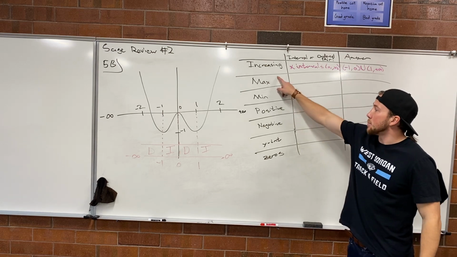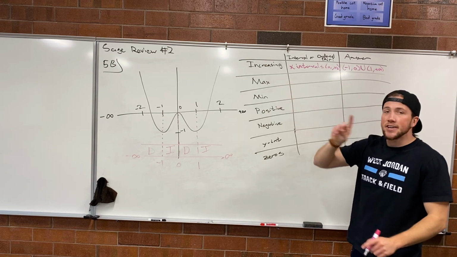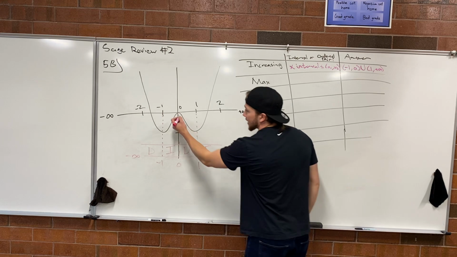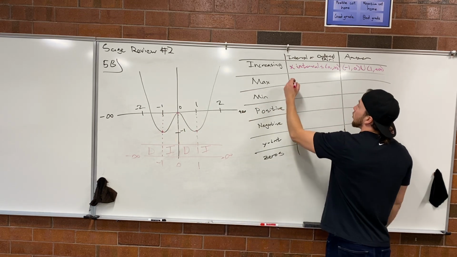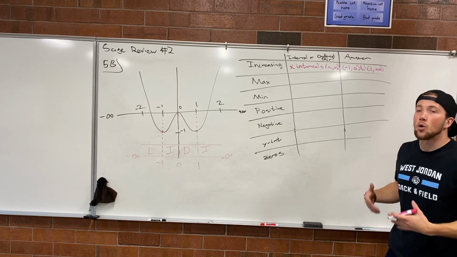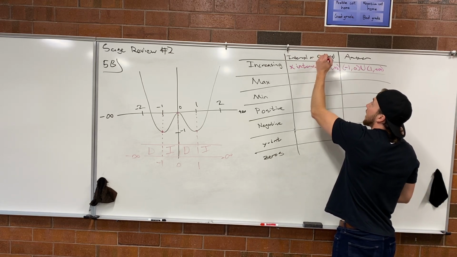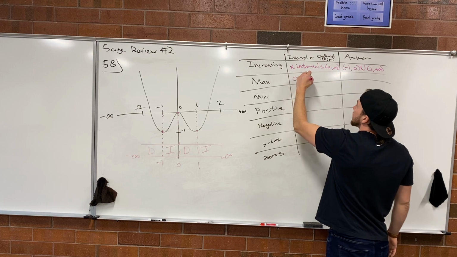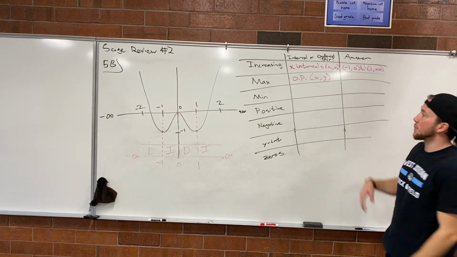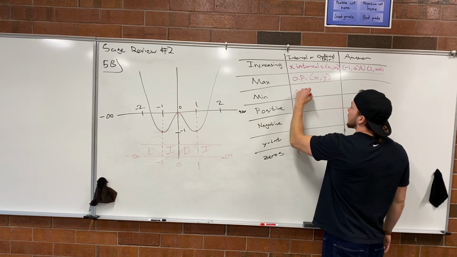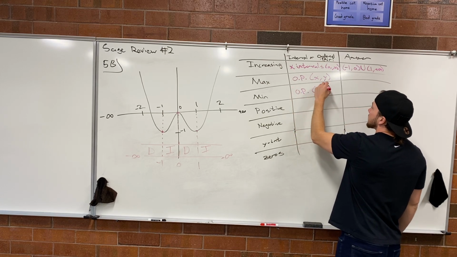Okay, how about maxes and mins? These are going to be ordered pairs because these are single points where we have a max or we have a min. So these are going to be ordered pairs. And I'm just going to write OP, ordered pair. Ordered pair, OP, x, comma, y. Same thing for min, ordered pair, x, comma, y.